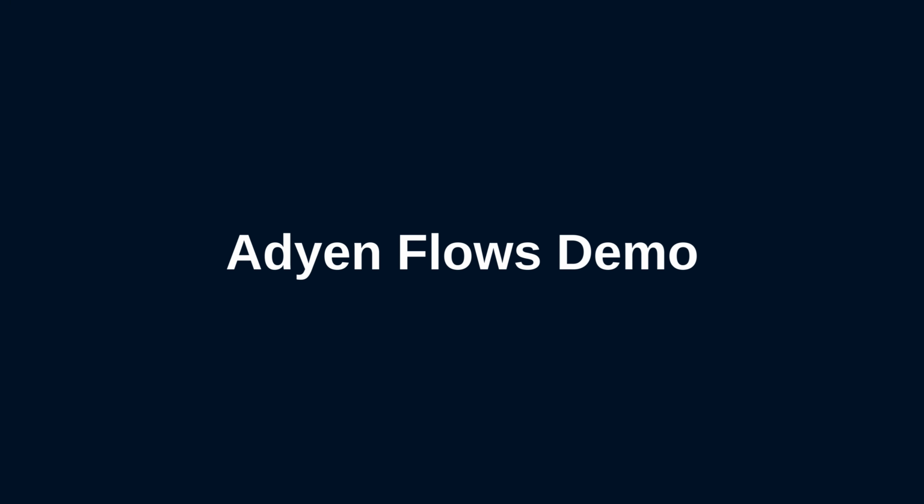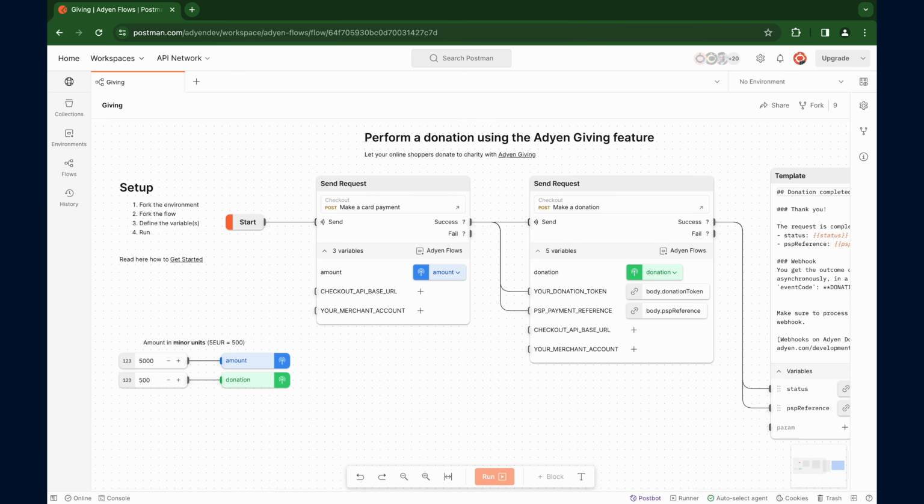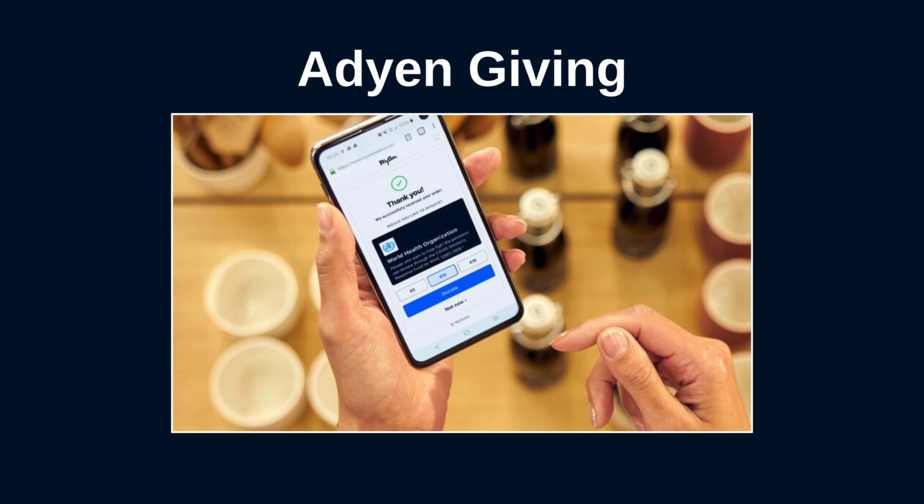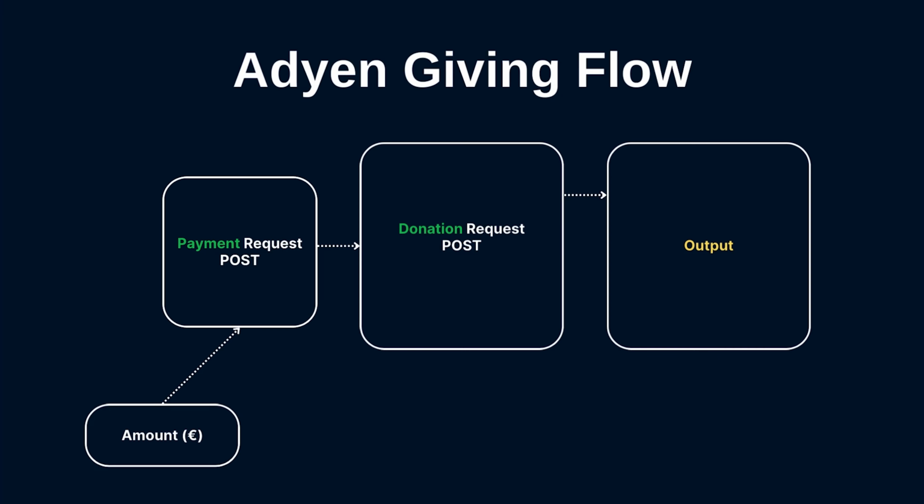Now, let's see flows in action. For this demo, let's use the Adyen Giving flow. We are going to perform a donation using the Adyen Giving feature. This feature allows shoppers to donate to a charity during or after checkout. In this flow, a donation request is sent after a payment request is processed.